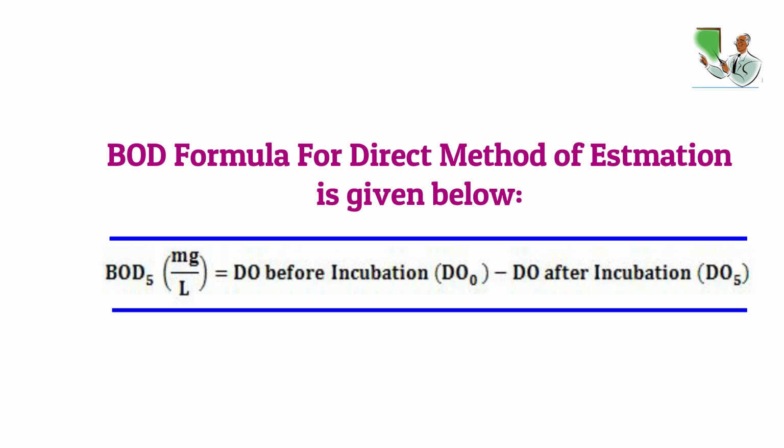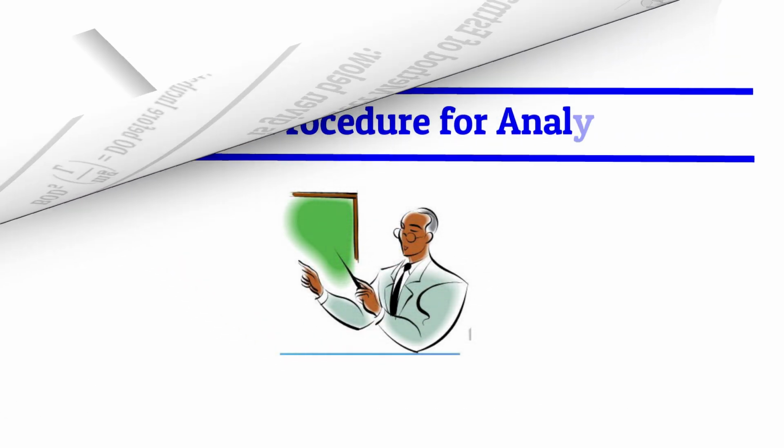So the DO before incubation is referred to as the dissolved oxygen content on the day the sample is collected from the field, and that's why DO before incubation is designated as DO0, whereas the DO after incubation is referred to as the dissolved oxygen content after the sample has been incubated in a BOD incubator for 5 days. Therefore, in this case, it is designated as DO5. Next, let's move on to stage 4.